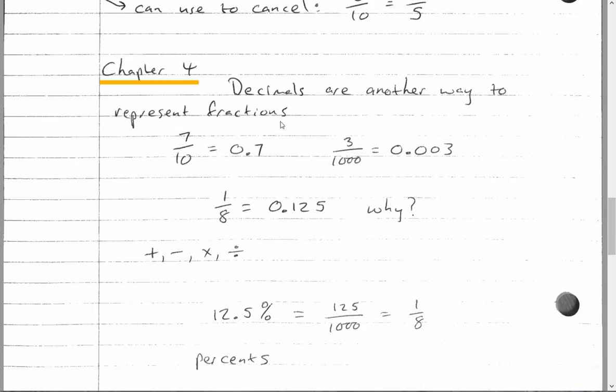Chapter 4, we look at a convenient way to represent fractions, where we have tens on the bottom. So 7/10 as a decimal is 0.7. 3/1000ths as a decimal is 0.003.